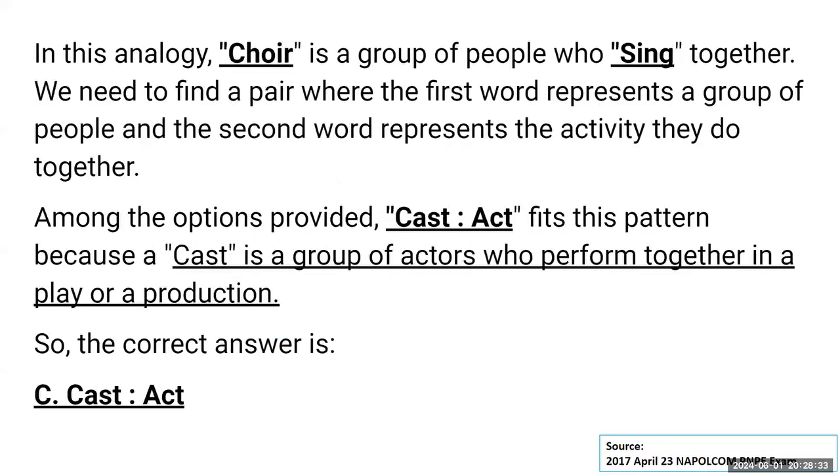In this analogy, okay, choir is a group of people who sing together. We need to find a pair where the first word represents a group of people and the second word represents the activity they do together. All right. Among the options provided, cast is to act fits the pattern because a cast is a group of actors, as I mentioned a while ago, who perform together in a play or production.